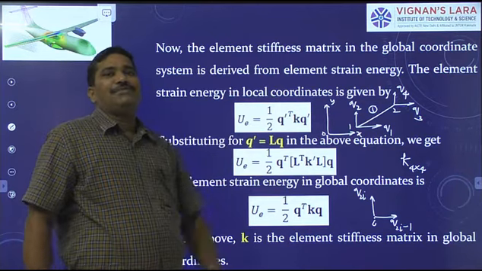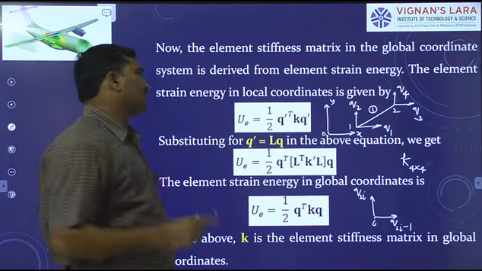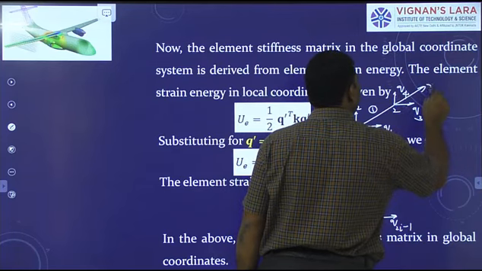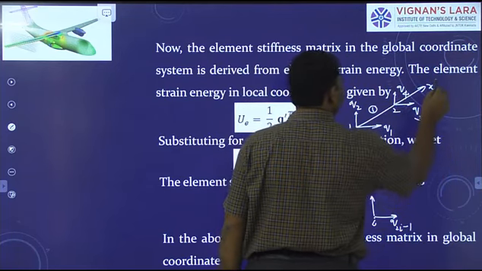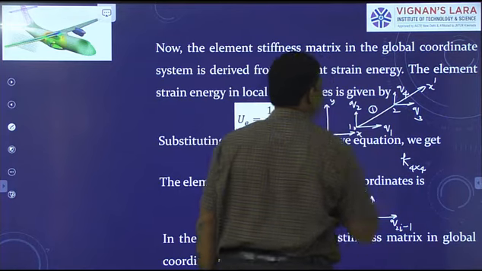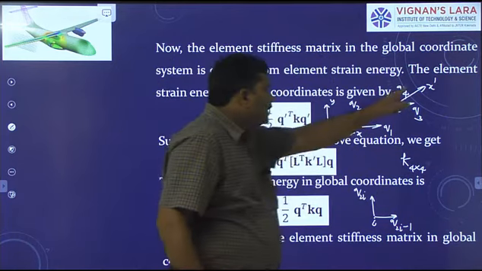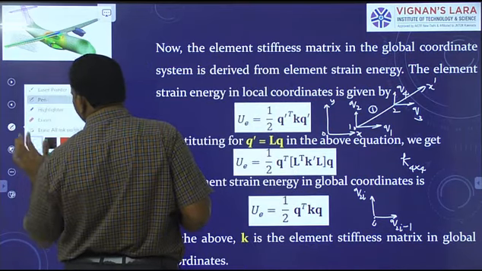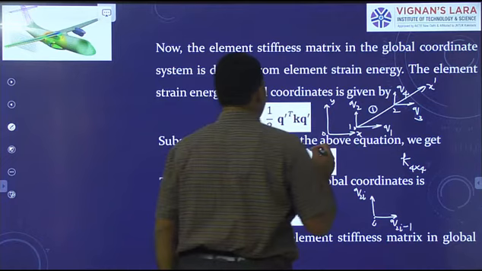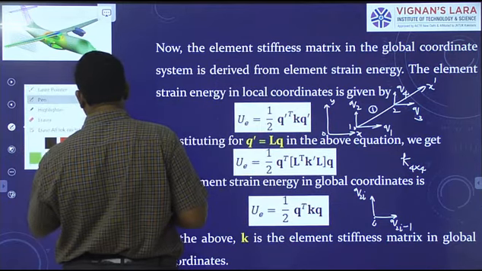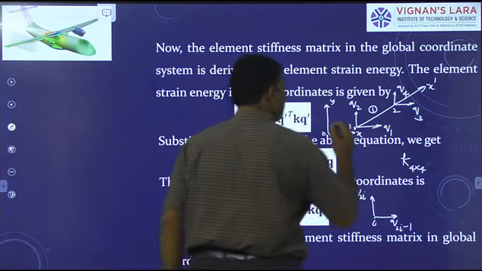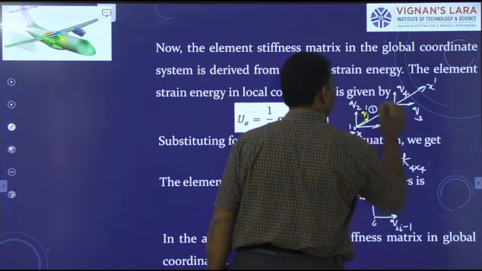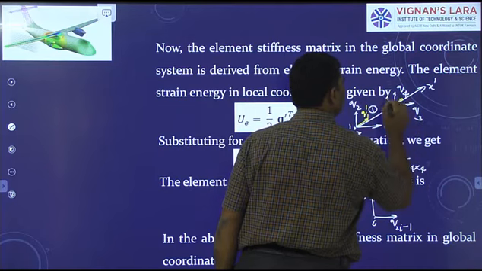For each truss element, we take a local reference frame. Therefore, for this element, I can take a local reference frame like this with x dash axis and origin here. With respect to this local reference frame, tell me how many degrees of freedom this element has? This element has 2 degrees of freedom. What are they? Say Q1 dash and Q2 dash.